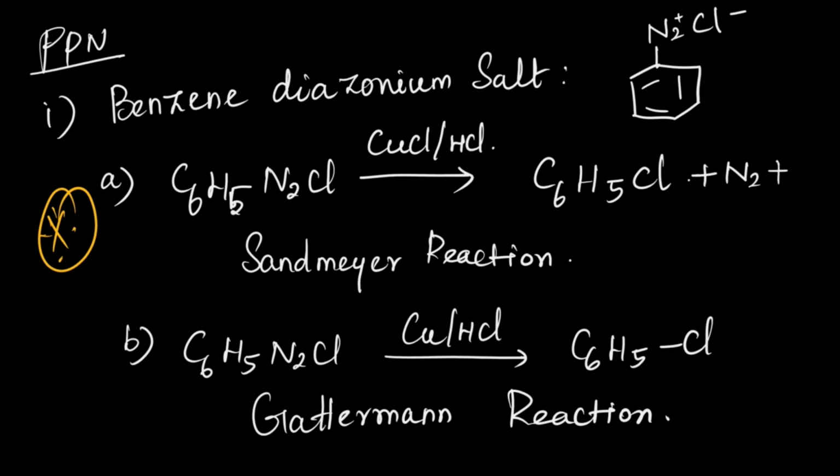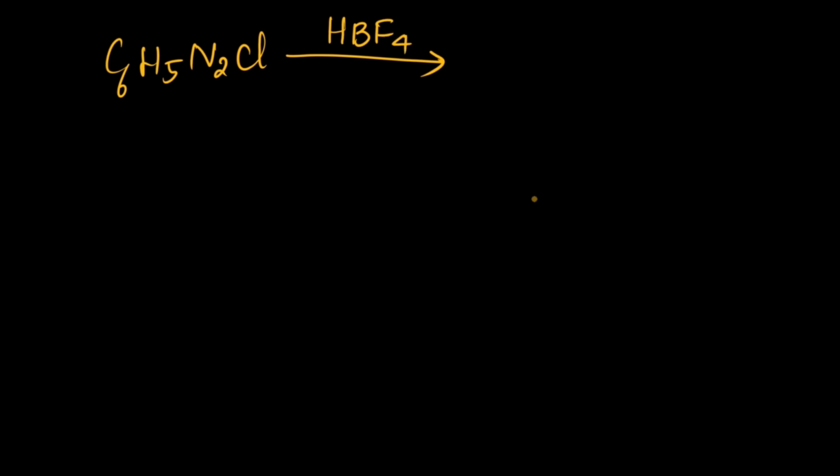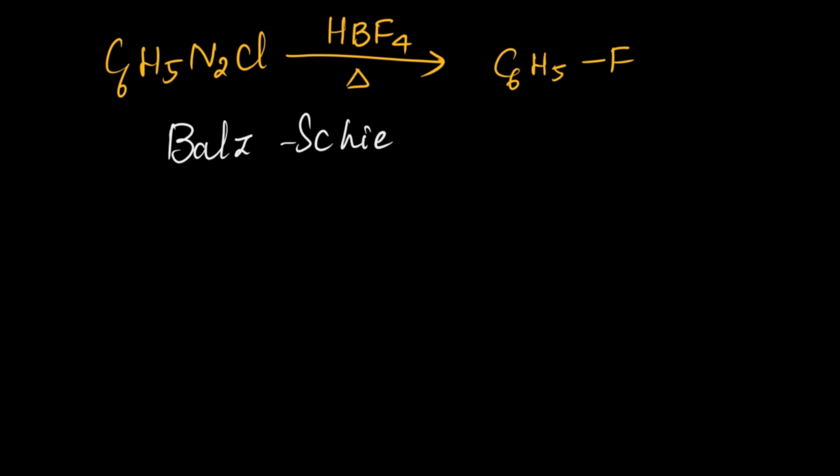These are very important. Ma'am, you have told me chlorine and bromine only. What about fluorine? How can we prepare fluorine compounds? We can prepare them from the same benzene diazonium salt with the special reagent, that is HBF4, which will give us C6H5F. This reaction is called the Balz-Schiemann reaction.